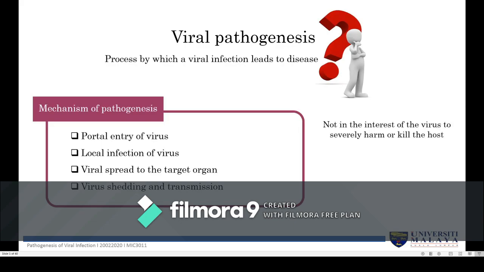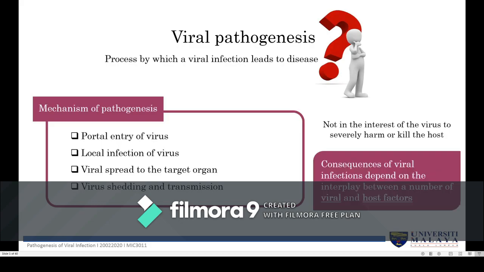So actually, it is not in the interest of the virus to severely harm or kill the host. Because imagine, logically, if they kill the host and need a new host, that is very troublesome, right? So the effect of the virus pathogenesis, or the viral disease, depends on the interplay between the host and the viral factors. It's both viral factors and host factors that cause the effect of the virus infection.